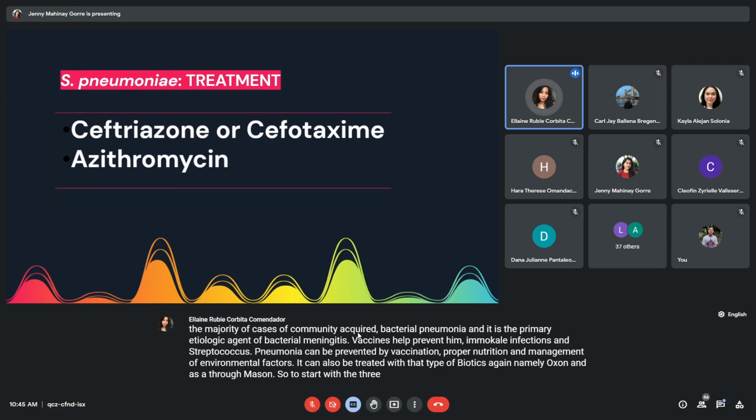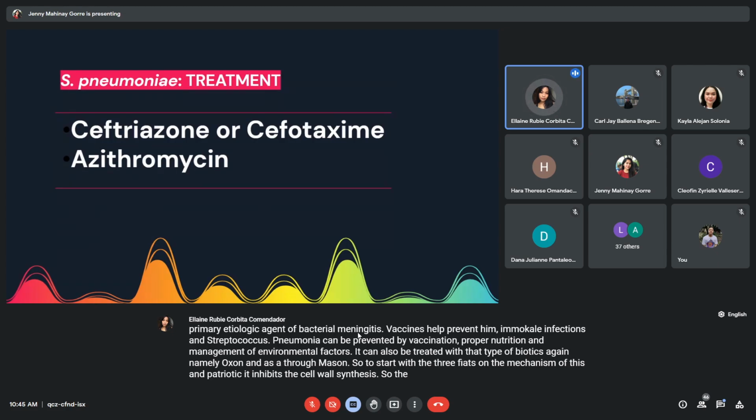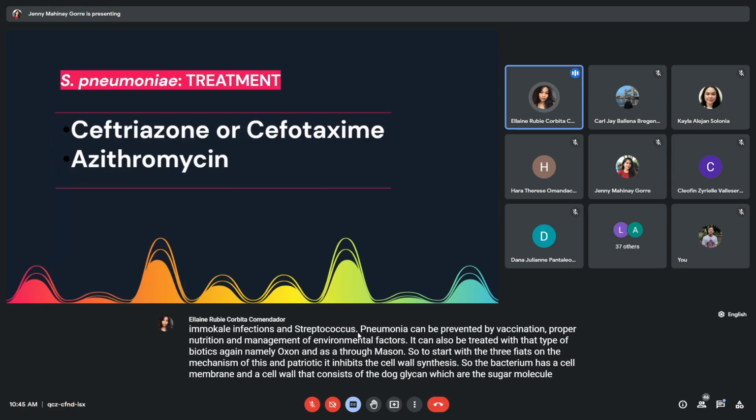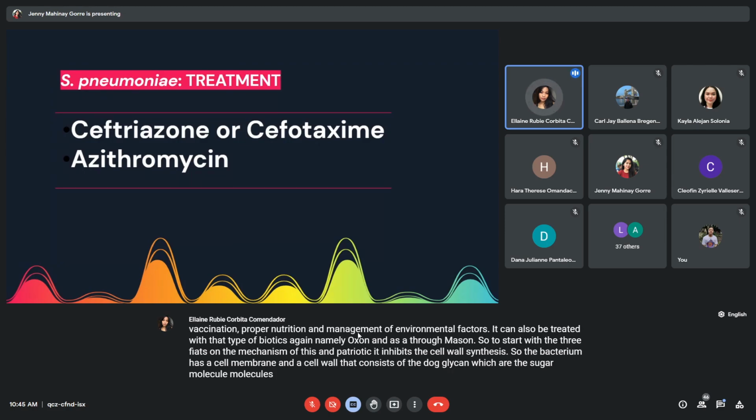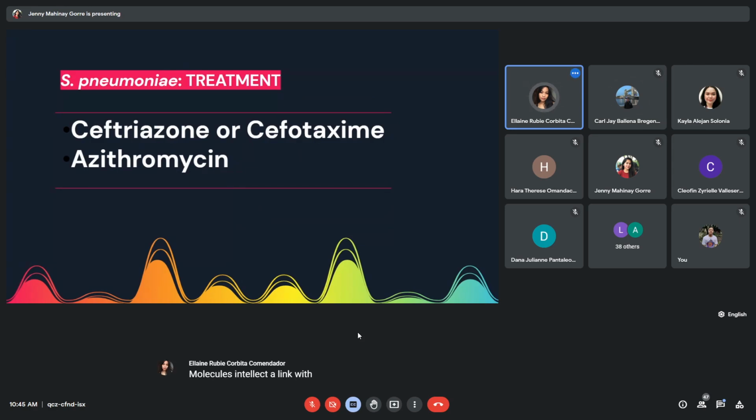ceftriaxone, the mechanism of this antibiotic is that it inhibits cell wall synthesis. The bacterium has a cell membrane and a cell wall that consists of peptidoglycan, which are sugar molecules interlinked with peptide bonds. So the ceftriaxone disrupts these bonds. Without the bonds, the cell wall will be unstable or it can even burst due to the osmotic pressure inside.